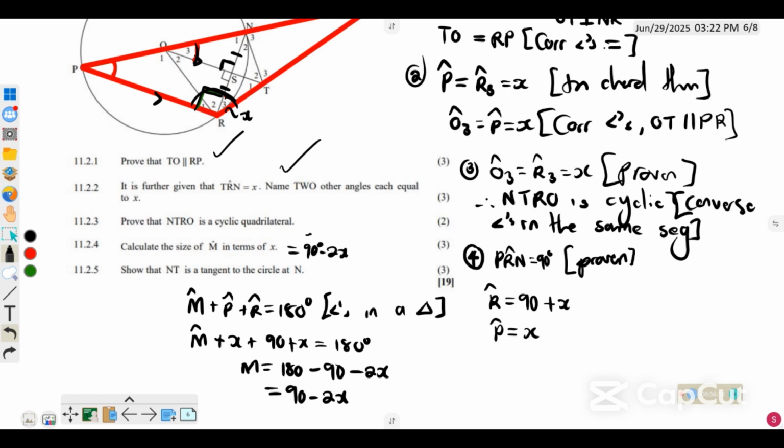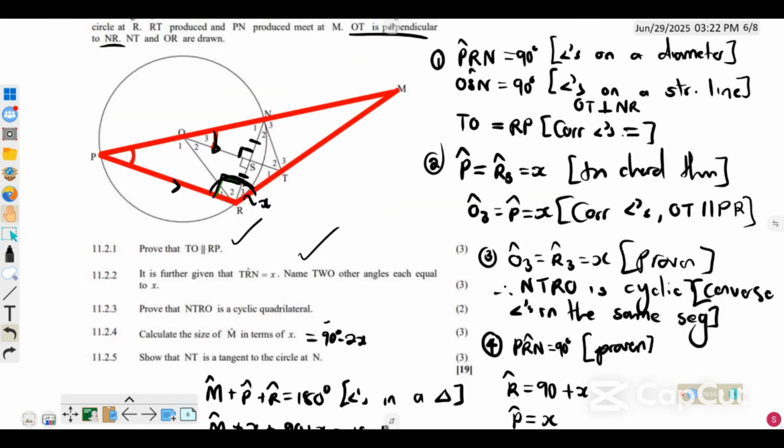Show that NT is a tangent to the circle at N. NT is a tangent. Show that NT is a tangent to this whole circle at that point N.